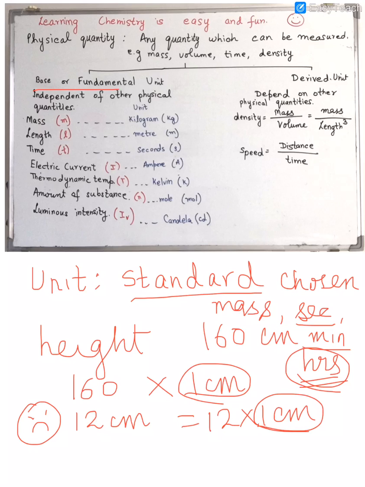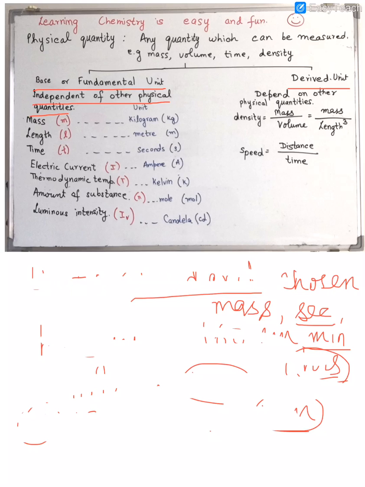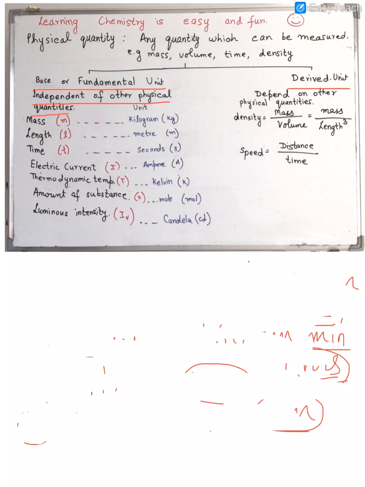Amongst the units, we have two categories: the base or the fundamental unit and the derived unit. Very simple. Derived means which is derived from something else. Now, from what will it be derived? It is derived from the base or the fundamental unit. So a fundamental unit is something which is independent of other physical quantities. Now the SI system. The SI system says that we are going to talk about 7 physical quantities as our base or fundamental quantities. What are those physical quantities?